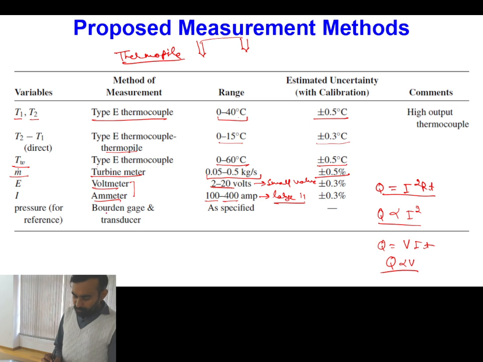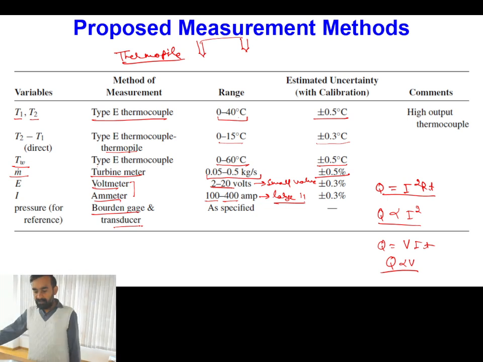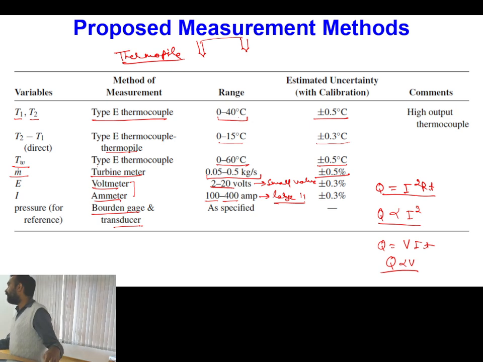And of course, for pressure measurement, we are using a Bourdon gauge. If required, a transducer can be used for continuously monitoring the pressure for a longer duration. Is this one clear? So selection of instruments is clear to all. Based on the initial theoretical estimate, we can select the particular instrument. Of course, in order to select these instruments, you should have knowledge of the different types of instruments which are available in the market.